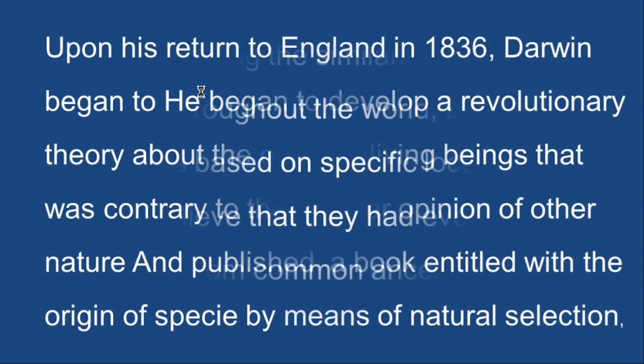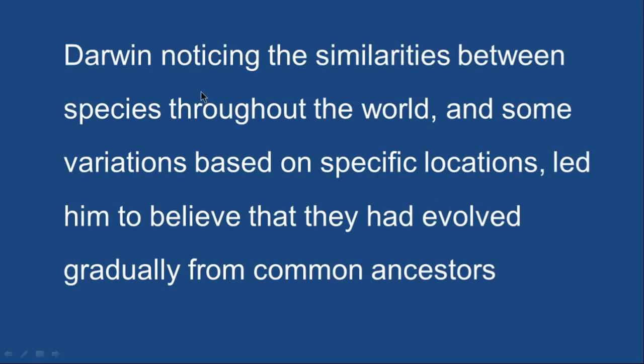Then Darwin is noticing the similarities between species throughout the world and some variations based on specific locations, and this led him to believe that they had evolved gradually from a common ancestor. So the similarities between species found in the world and some variation indicated that, according to his conclusion, they had evolved probably from a common ancestor.